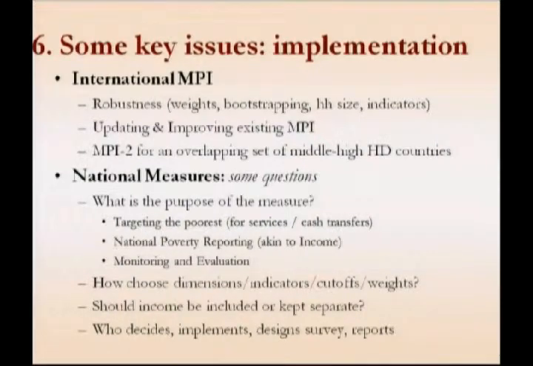There are a number of issues around both the international MPI and the implementation of national measures, and I've just put a few of them down. The robustness test that Mariama put, improving any indicators, any suggestions that come forward to improve the existing international MPI or to generate one for other countries. In national measures, I think we will have a much more leisurely discussion on that.